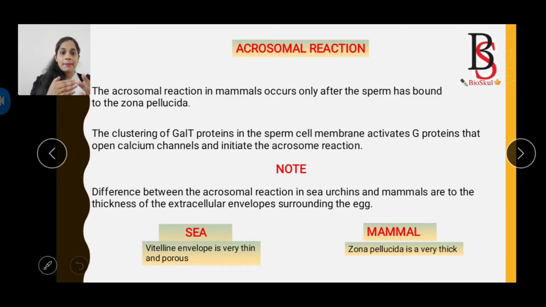But in the case of mammals, the extracellular envelope, that is the zona pellucida, is very thick. That's why fast binding of sperm to the zona pellucida is required. After the binding of sperm to the zona pellucida, it initiates the acrosomal reaction.